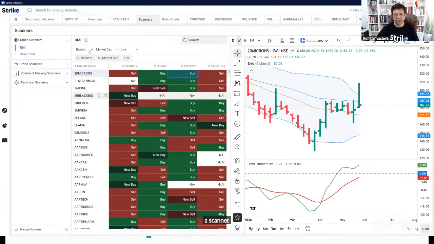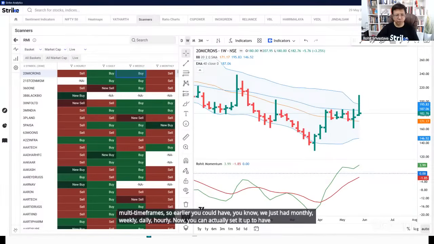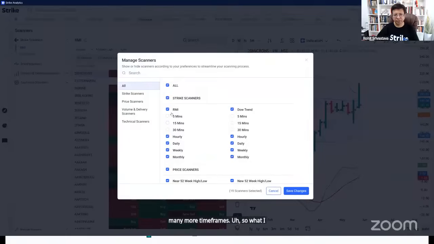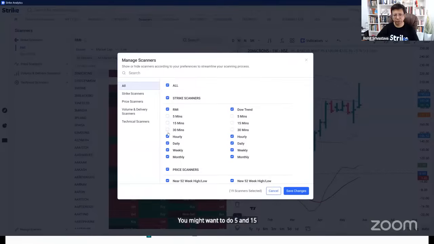And so we built the RMI scanner. Recently, it's gone into having multi-time frame. So earlier we just had monthly, weekly, daily, hourly. Now you can actually set it up to have many more time frames. I've removed some of them because I don't look at intraday, but if you're a day trader, you might want to do 5 and 15 minute also, 30-minute also. So you can include these on your screen.